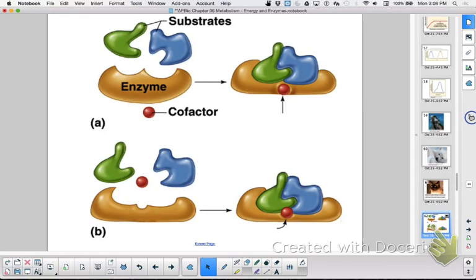We talked about cofactors. A cofactor could be anything that helps an enzyme function, but a coenzyme is a cofactor that is what? Organic. Would you say a coenzyme could be a protein? If it was a protein, it'd just be part of the enzyme, because enzymes are proteins, right?